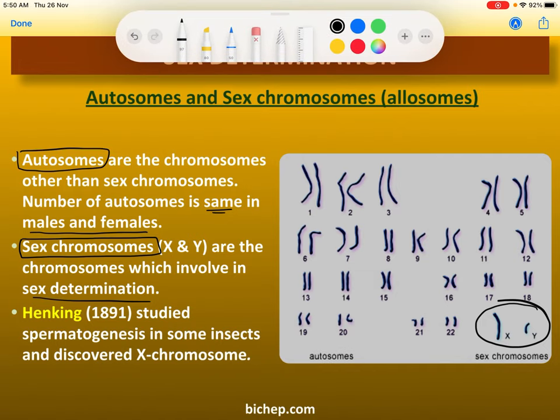Now, the history of this entire concept is named after Henking. In 1891, he studied the spermatogenesis of some insects and discovered a specific type of distribution of chromosomes. He observed that 50% of the sperms have a specific chromosome in their nucleus, and 50% of the sperms do not contain it.